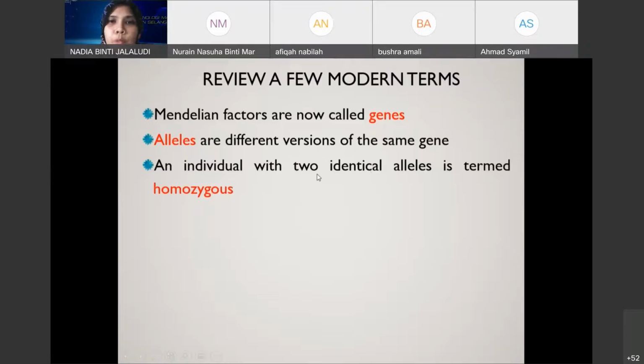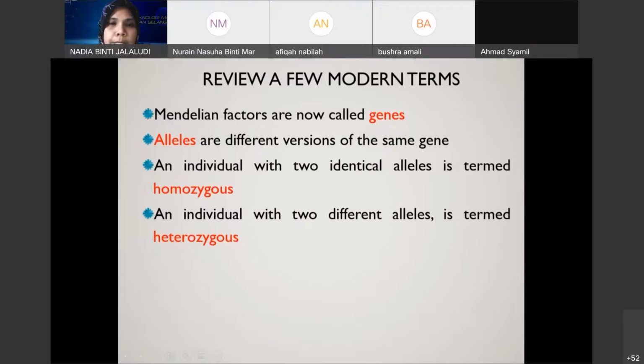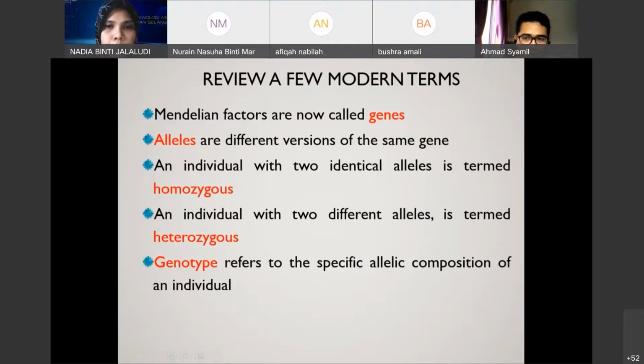An individual with two identical alleles is termed homozygous. So either capital letters or small letters, if both are the same, it is homozygous. But an individual with two different alleles is termed heterozygous. So if there is one capital letter and one small letter, it is heterozygous. Genotype refers to the specific allelic composition of an individual. Genotype is what I showed just now, capital G, small g, that is the genotype.